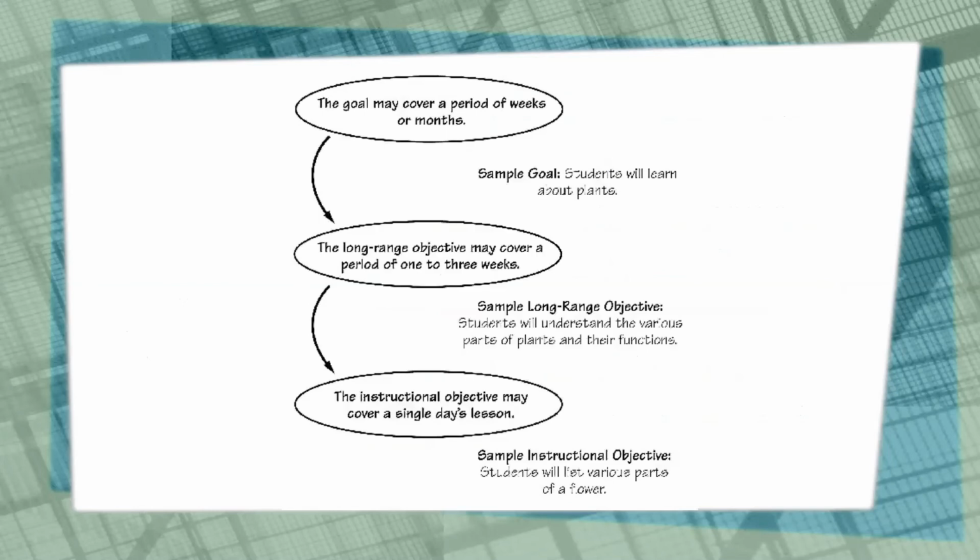Okay, ji. The goal may cover a period of weeks or a month. It's time taking because it's a broader term to achieve. For example, a student will learn about plants. The long range objectives may cover a period of 1 to 3 weeks. When we make our goals concise, we get concise objectives. And now the example is: students will understand the various parts of plants and their functions.